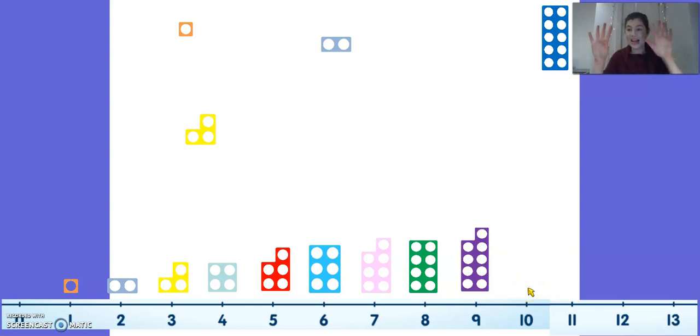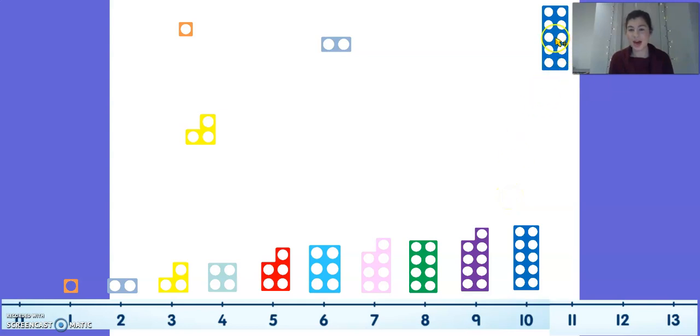1 more than 9 is 10. Can you spot the number 10? Well, it's definitely not these ones, is it? They're too small. This is it, number 10. Brilliant. Now we're on to some bigger numbers. The next number is number 11. Do you remember how we make number 11?